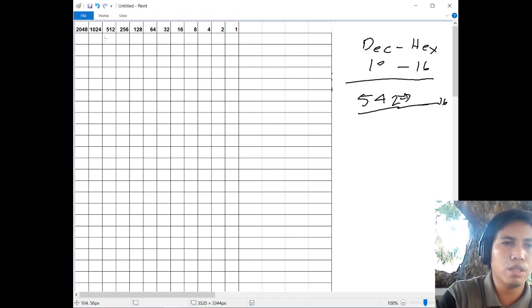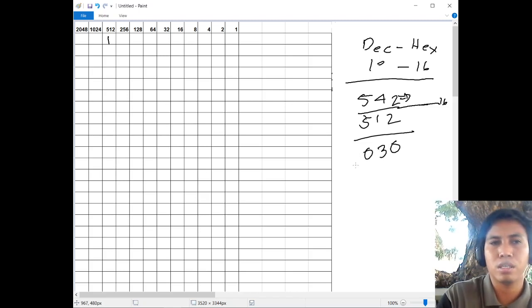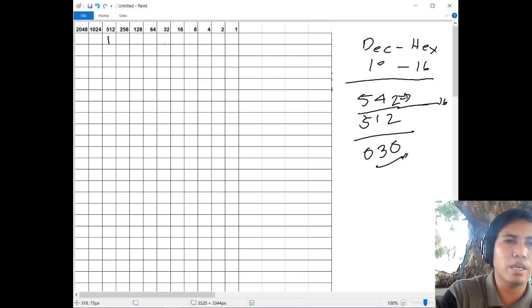So if we look at this, 1024 is beyond 542. So 512 is the closest number but lower than that number. So 542 minus 512, that is 30. This is 1, and this is 0. So we still have the value 30 remaining. So 256 is greater, so that would be 0. The same with 128, 64, and 32, because 32 is still greater than 30.